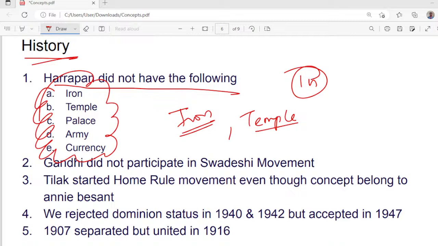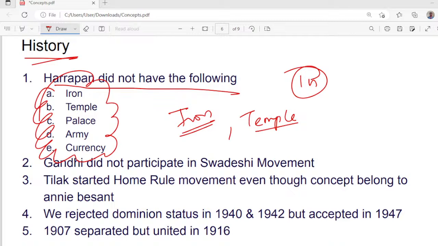Religion was present, but they did not have a temple for worship. And there were rulers, there were kings, like Ponniyin Selvan, Cholas kind of people, but they did not have any palace. So keep this point about Harappans: they did not have iron, temple, palace, or army.